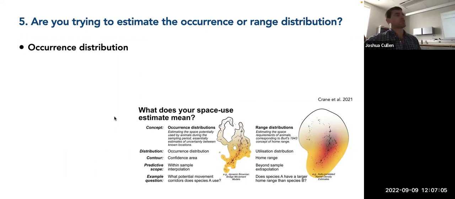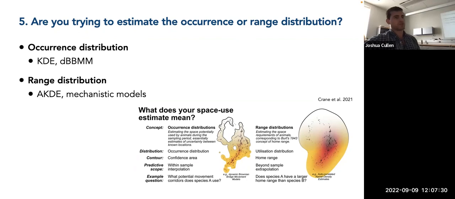However, if you're trying to plan for conservation, you may be actually more interested in the range distribution. So what areas may the animal use in the future, and using that to inform the proposal of new protected areas. So in general, for occurrence distributions, the kernel density estimates and DBBMMs will actually give you these occurrence distributions. But if you want the range distribution, you may want to use the AKDE method or other types of mechanistic movement models to do so.